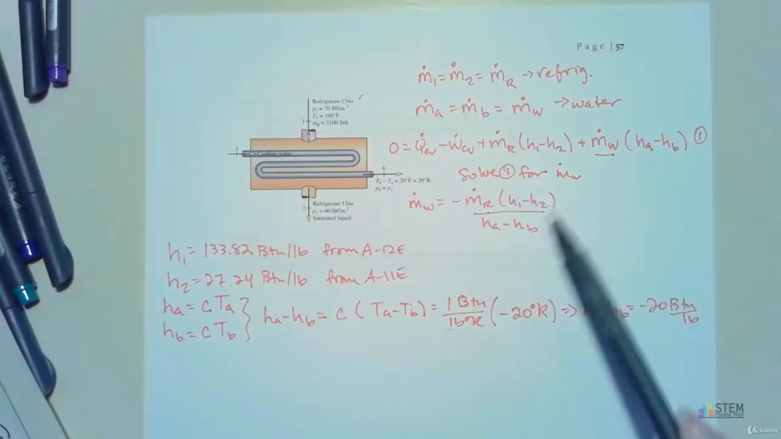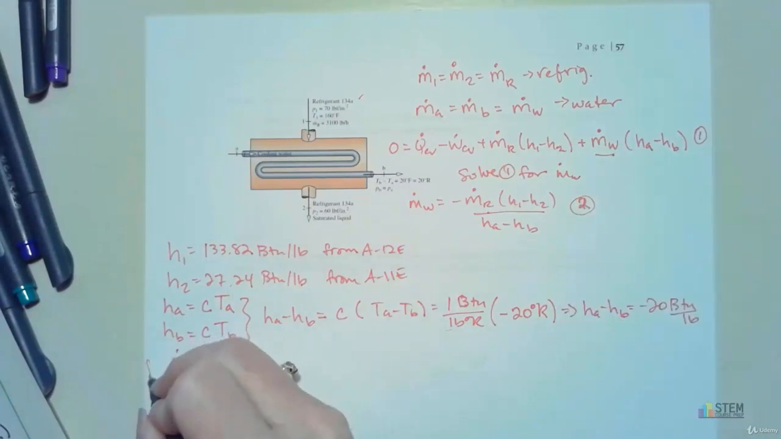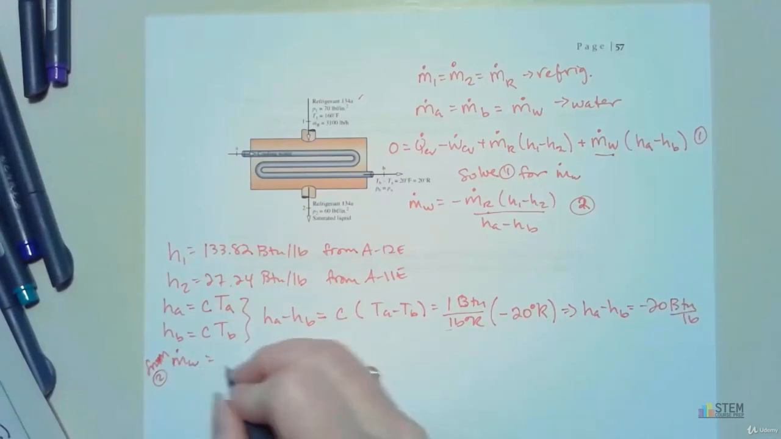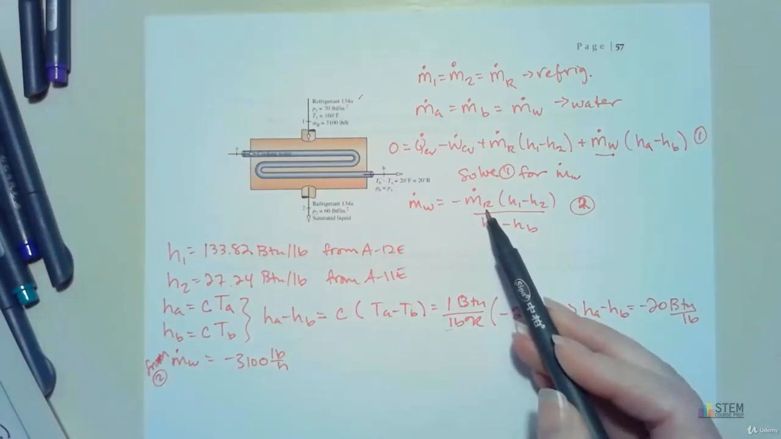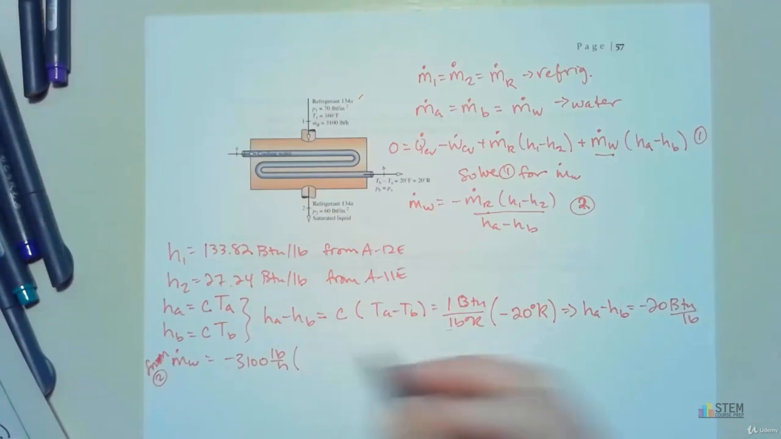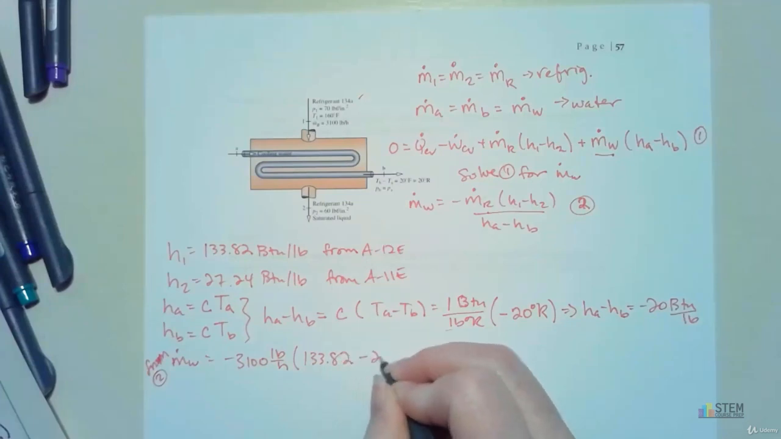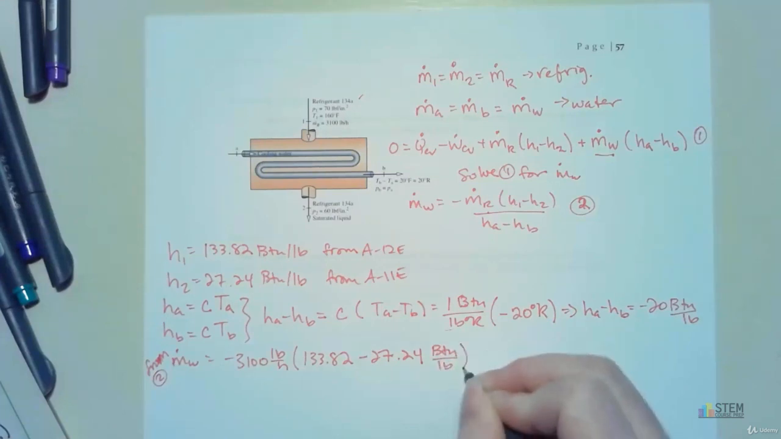We have everything we need now to plug into this equation. Let's do that next. Let's call it equation 2. Now, the mass flow rate of the water is going to be negative 3,100 pounds per hour. That was the mass flow rate of the refrigerant. We're going to multiply that by H1 minus H2. That gives us 133.82 minus 27.24. Units there are BTU per pound.